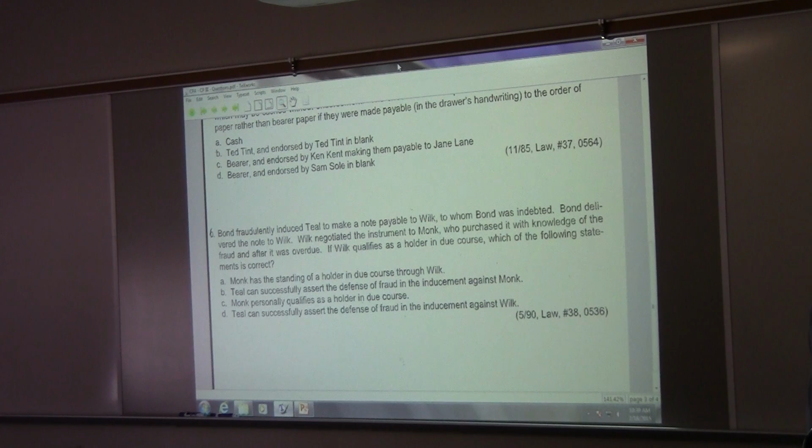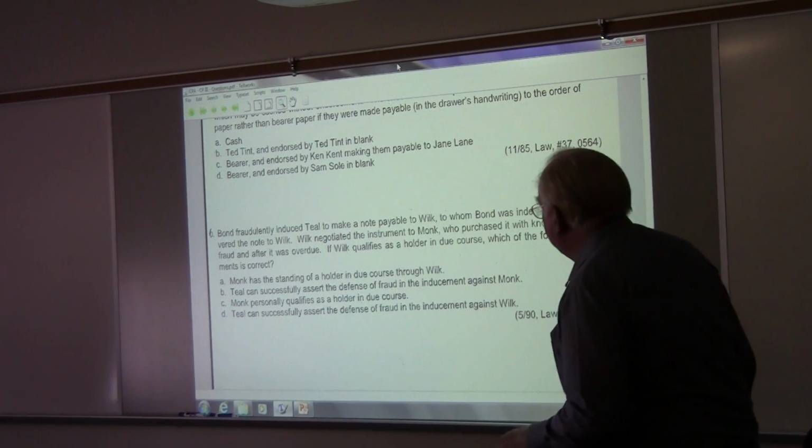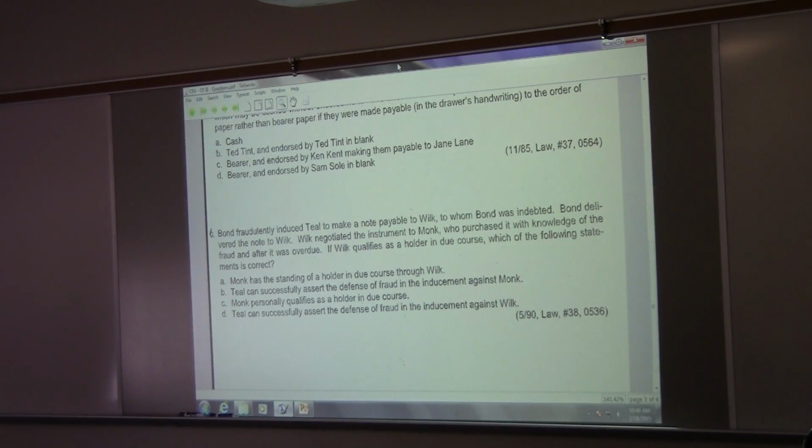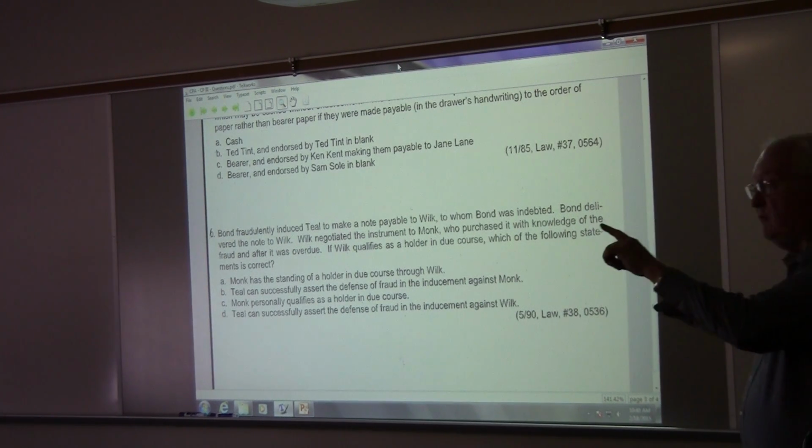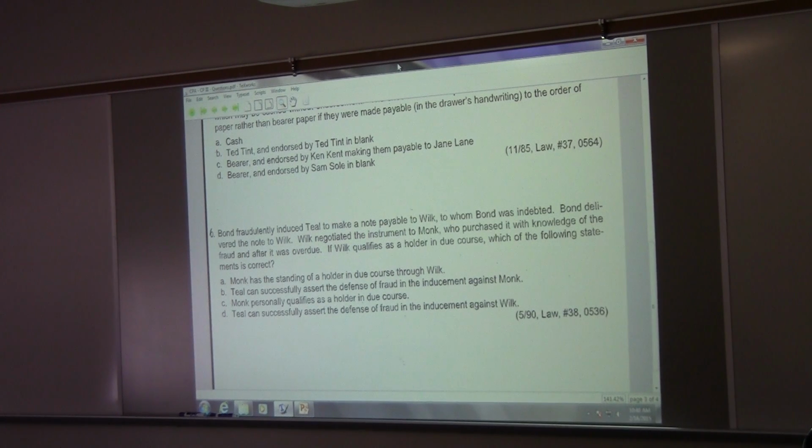So, Kobe, this is fraud in the inducement? Yeah. That is, the underlying transaction is at issue. Fraud in the inducement, Kobe, is a personal or a real defense? Personal. Fraud in the execution is a real defense. Now my next question is, Taylor, is Monk a holder in due course? No, because he took with notice of the defect.